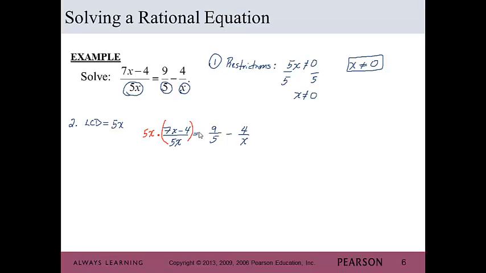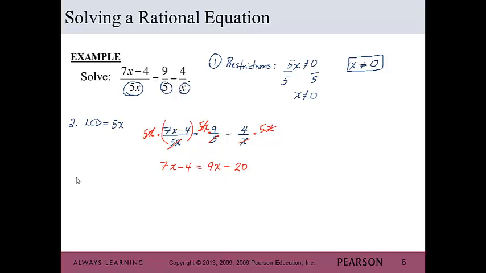This is a term. We're going to multiply this term by 5x, because it's also a term. And we're going to multiply this term by 5x. For the first one, the 5x cancels out, and we're left with 7x minus 4 equals, well, the 5's cancel out, and we have 9x minus, the x's are gone, and we have 20. So now we have 7x minus 4 equals 9x minus 20.